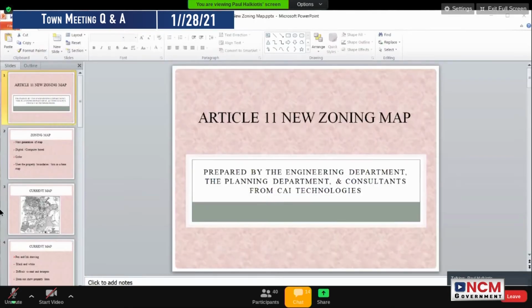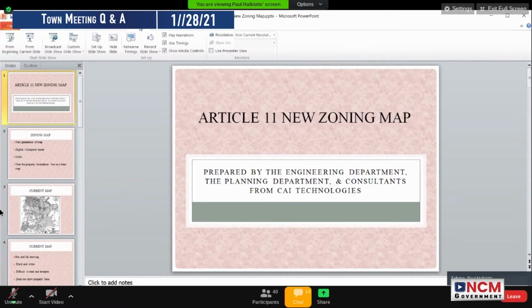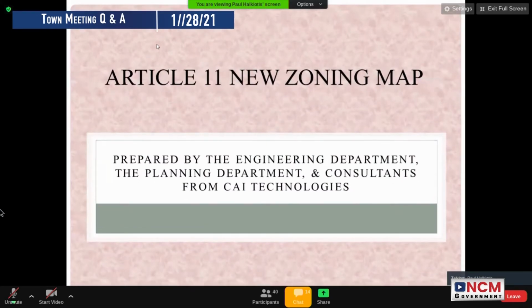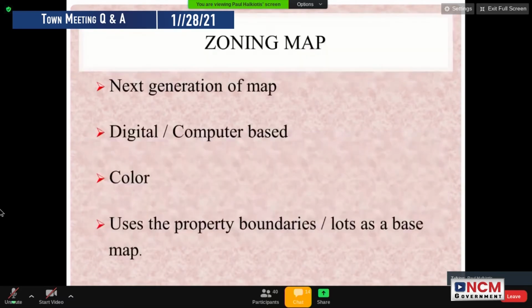All right, good evening. We have six zoning amendments that we are going to present at town meeting, and we've been waiting a while to do this. As you know, this was scheduled for the annual town meeting in May, and then it was scheduled for November 11th, and that was postponed again. So we are ready to go and eager to move forward with our zoning amendments, some of which, including this particular article in our new zoning map, we have been working on for a few years with the engineering department and a consultant called CAI.